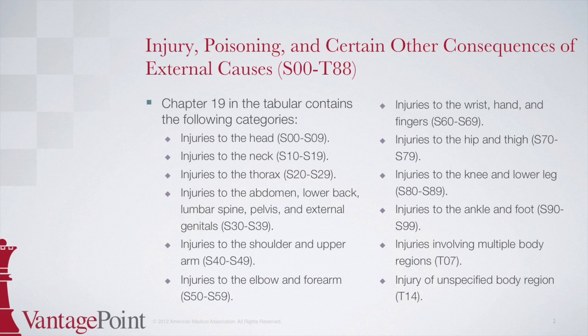As you can see on this slide, the codes for this chapter start with the letters S and T, and you can see that they follow the order of the body parts from top to bottom, starting at injuries of the head, then moving to the neck, then thorax, then abdomen, etc.